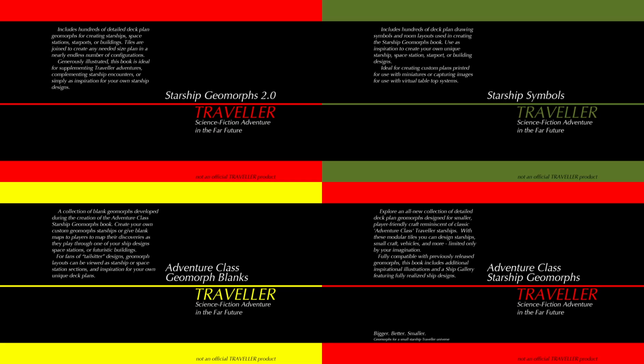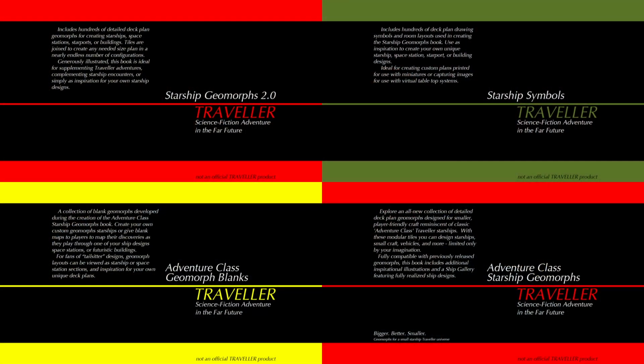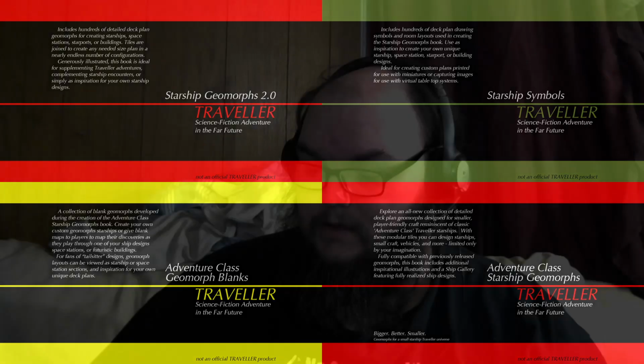Starship Symbols is just kind of pieces of maps that you can put together to make your own. And then he went on, he did just recently here the Adventure Class Starship Geomorphs and the Adventure Class blanks. Now, right now, I'm not going to be doing the blanks. I haven't even started working on those yet, but I have just finished up the Adventure Class Geomorphs, and I thought I would show how to use these.